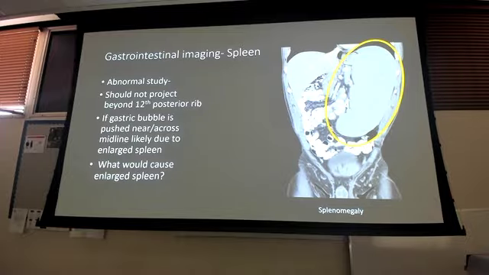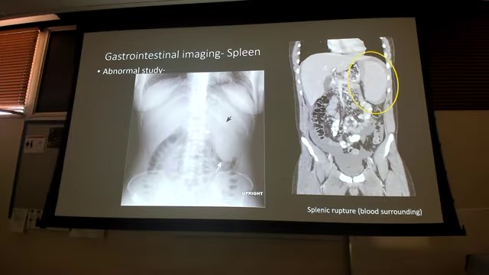X-ray or CT will be able to find it. This here is a contrasted CT. And what you have here is the main spleen in the center. And then surrounding it is blood that is coming out. So this is a splenic rupture.